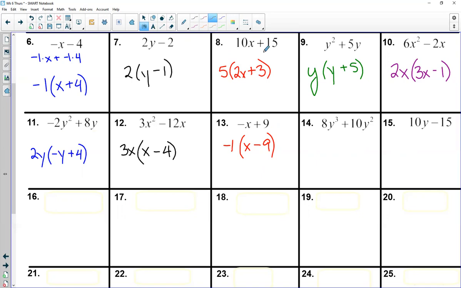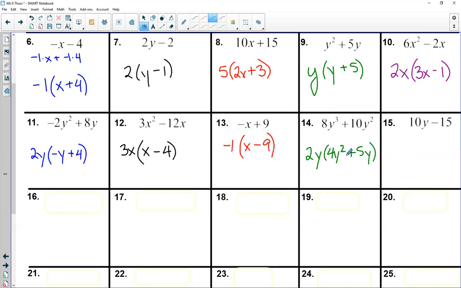Okay, looking at our next example, 8 and 10 both share a factor of 2. And then we have y cubed and y squared. Now, if I just pulled out a y, I'm going to have 4y squared plus 5y.